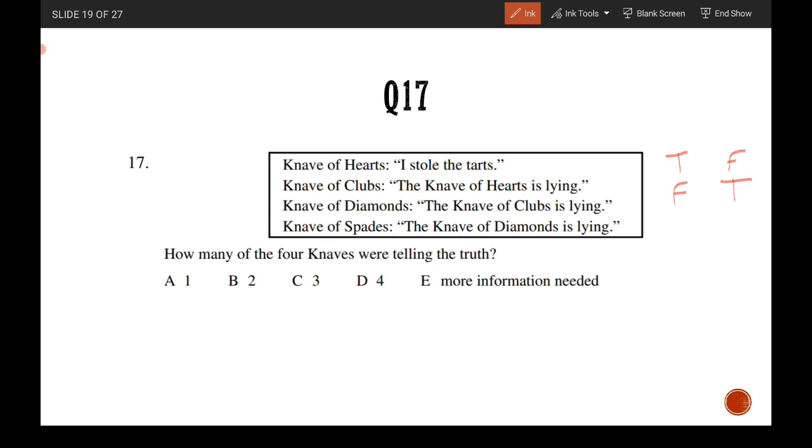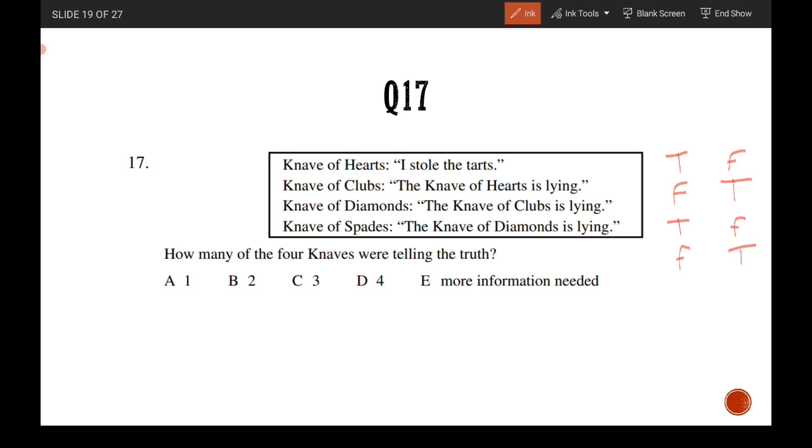Next, the knave of clubs is lying. Well, in this case, that must be true. It's simply going to be the opposite, and it must be false. I hope you can see the same reasoning. This one must be false for that to be true. So, the knave of clubs is lying. That must be true because he's lying about the fact that he stole the tarts.